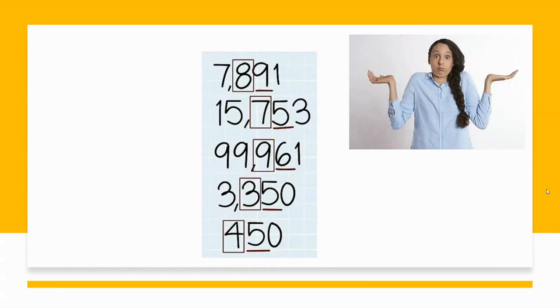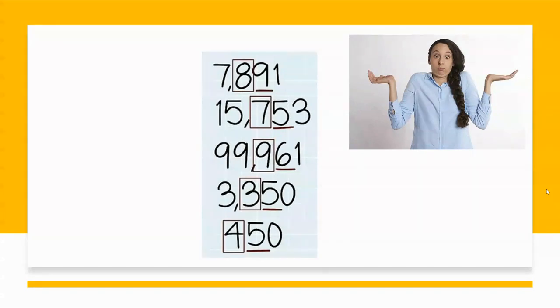7 has the rectangle around it. Look at the number to the right. It's a 5. The number to the right of the 5 is a 3, which is bigger than 0. So we are going to round up to 76. So it would then become 8. 15,800.